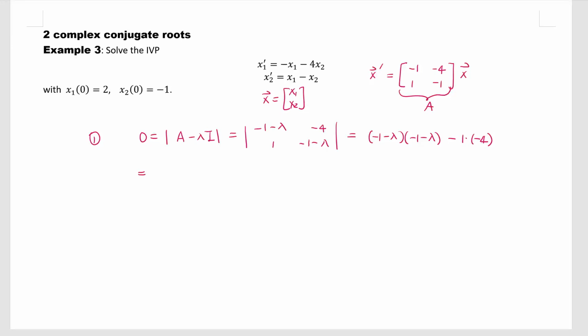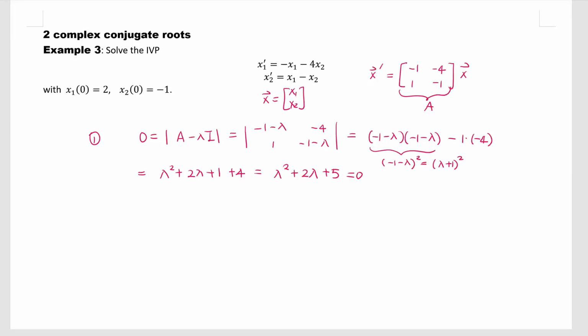Okay, what is that? Well, these two are the same, so it's minus 1 minus lambda, squared. But do you know this is the same as lambda plus 1 squared? Because you can factor out minus 1, and then minus 1 squared is 1. So lambda plus 1 squared is lambda squared plus 2 lambda plus 1. And then minus 1 times minus 4 is plus 4. So we get lambda squared plus 2 lambda plus 5, and set this equal to 0 and solve for lambda.